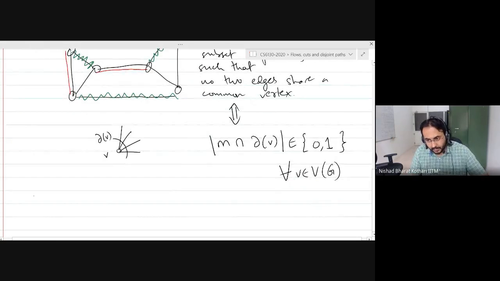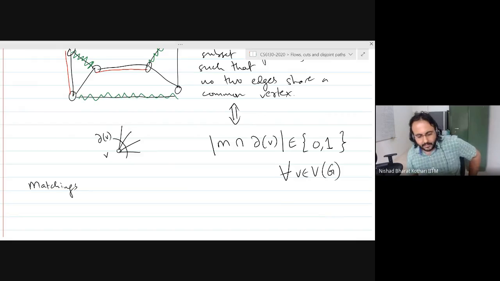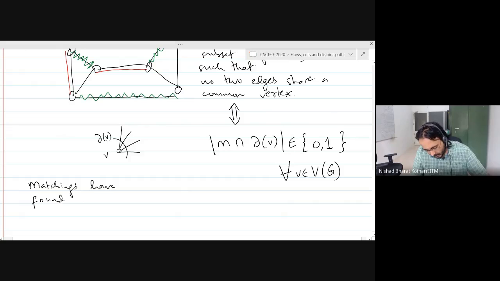And matchings in particular have found lots of applications, not just in graph theory or theoretical computer science, but even more in the real world. I'll give you some examples which you can read about later. Just like flows have found many applications, matchings have found many applications out there.